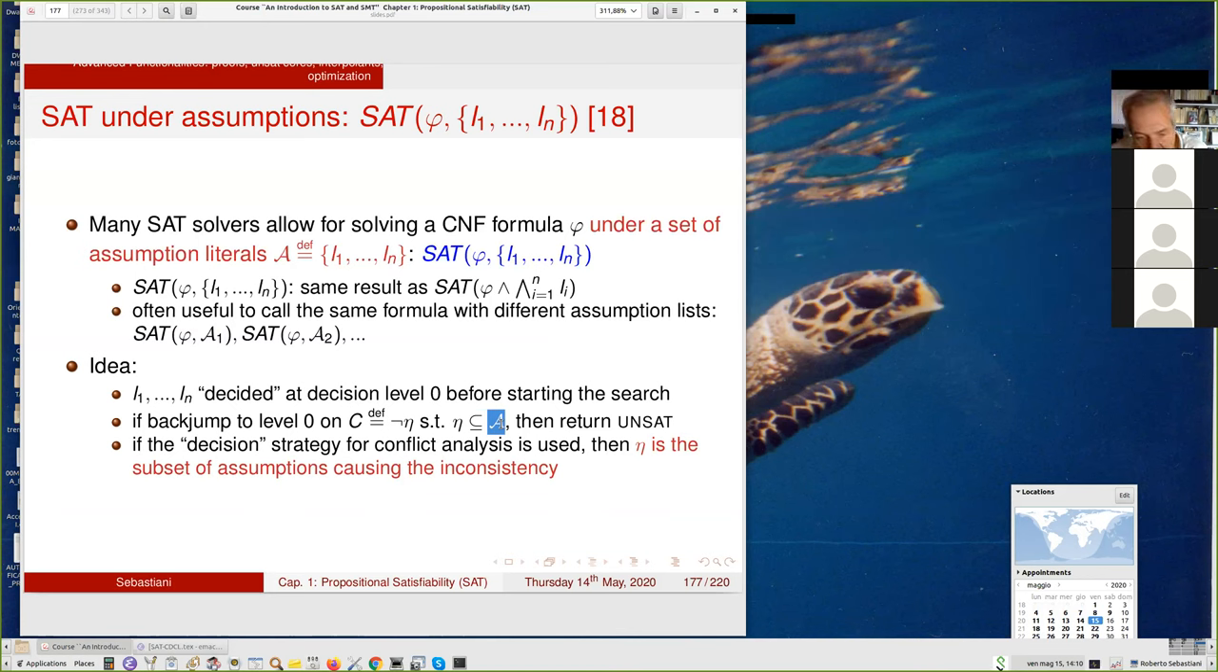So this means that you have found a subset of the assumptions such that, after a few learned clauses, they cause you to fail. So this means that this set of assumptions plus the formula leads to falsifying a clause, which means that the formula is unsatisfiable. And this explains why SAT under assumptions is the same as SAT with the assumption literals added at the beginning. Okay, so far?